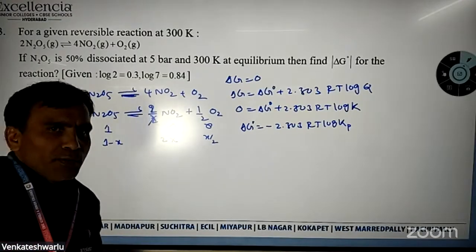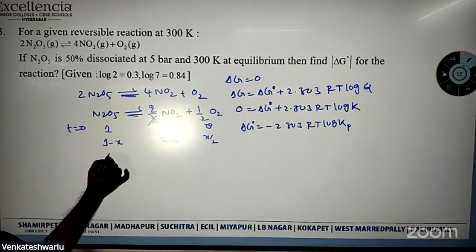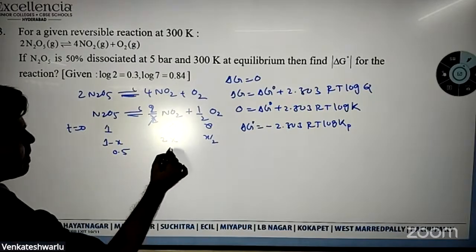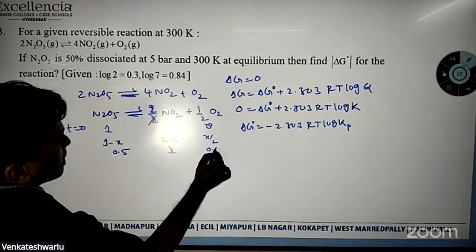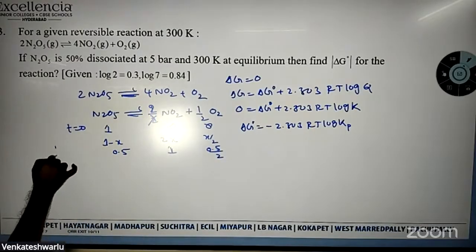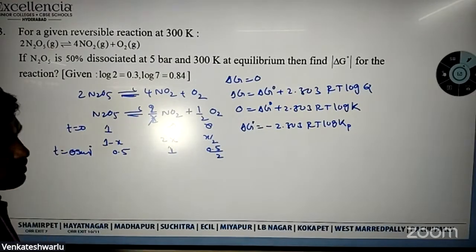From 1 mole, let's say x moles are dissociated, right? So here it is given how much is dissociated: 50% dissociated. Initially we have taken 1 mole. From that 1 mole, 50% is dissociated, means 0.5 moles. So x is 0.5. 1 minus x, x is 0.5, so it becomes 0.5, then 1, and 0.25. These are the moles at equilibrium.